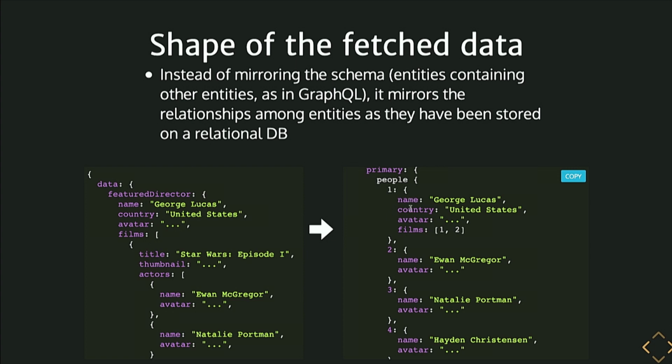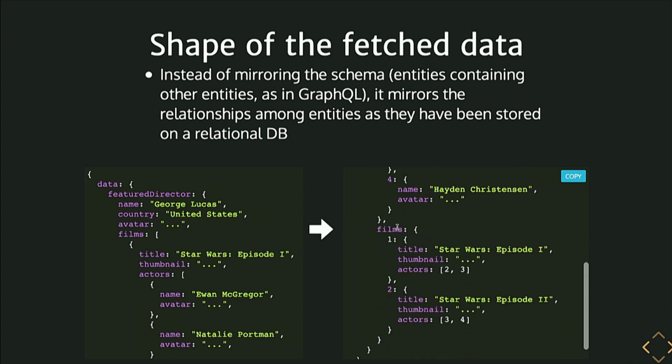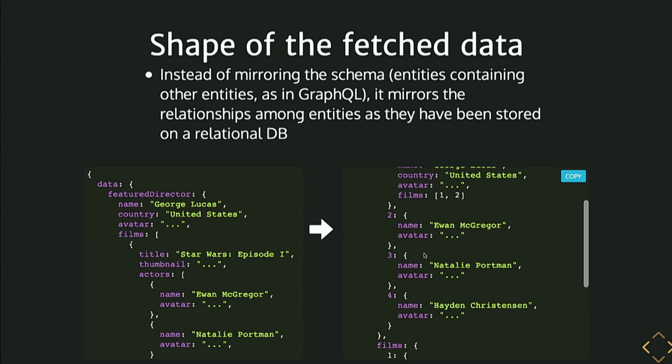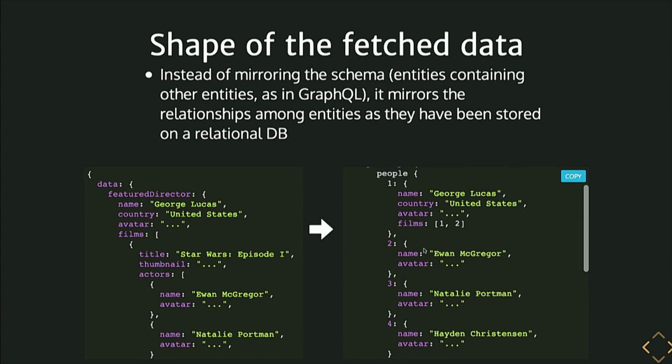Now it has the name, the country, avatar, and films. And these films, instead of being nested to get the entity of the film, it has a reference to the ID entity. So then we go to the films down here, and here we have the entity with that ID. So this one has its own property, style, thumbnail, and then it has the property actors, which is an ID pointing to the actor entity, back again on people. So as you can see, this is actually replicating the structure of the database as you have it on the back end, bringing it to the front end.